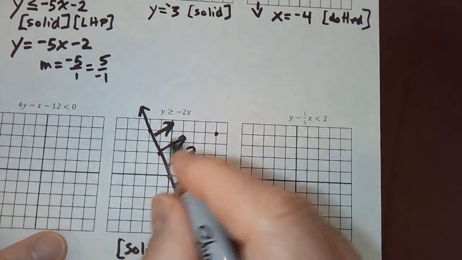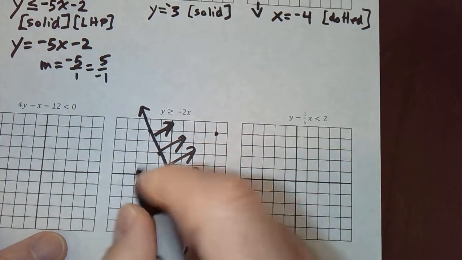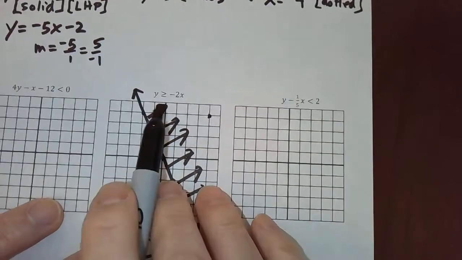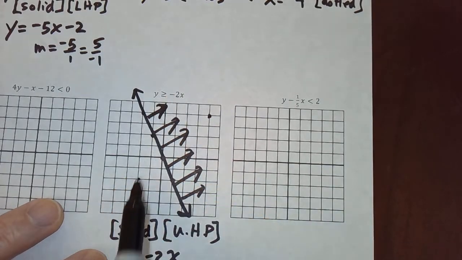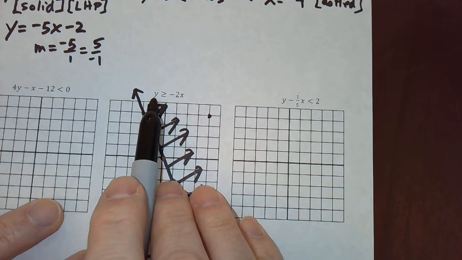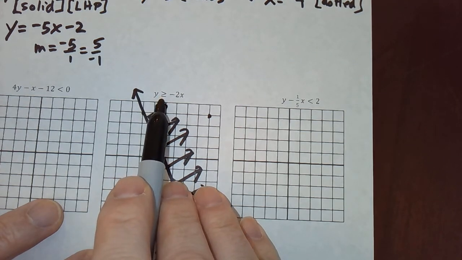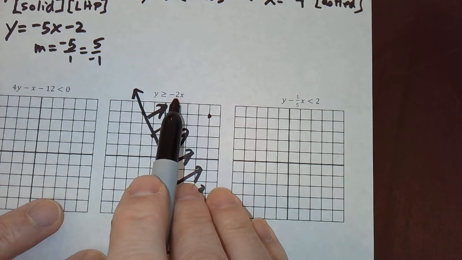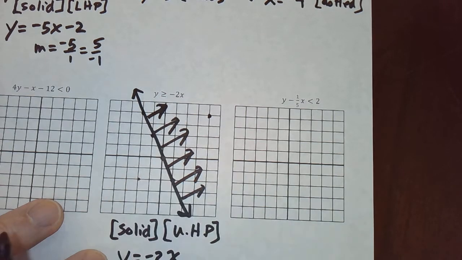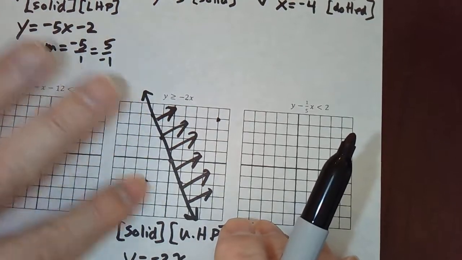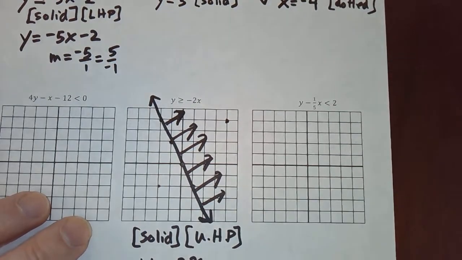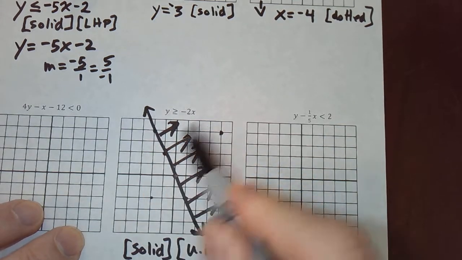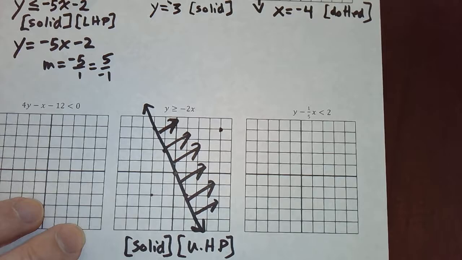If you choose one in this section, say this point right here, negative 2, negative 2, it will not satisfy this, because if x and y are both negative 2, that would give us negative 2 greater than or equal to negative 2 times negative 2, which is a positive 4. Negative 2 is not greater than or equal to a positive 4, so we do not shade this region. I shouldn't even have put that dot right there. So the solution is every point on the line or any point in this half plane we shaded.